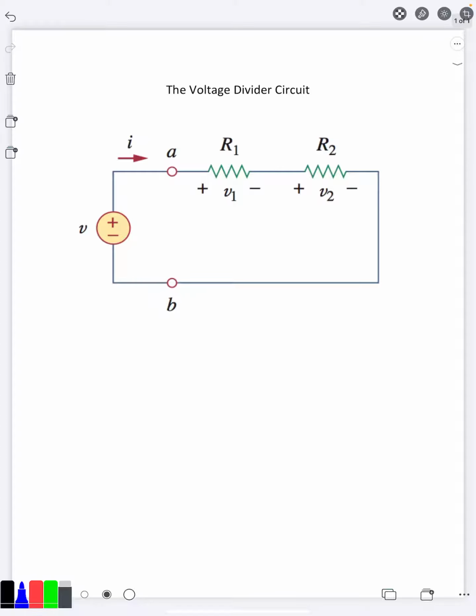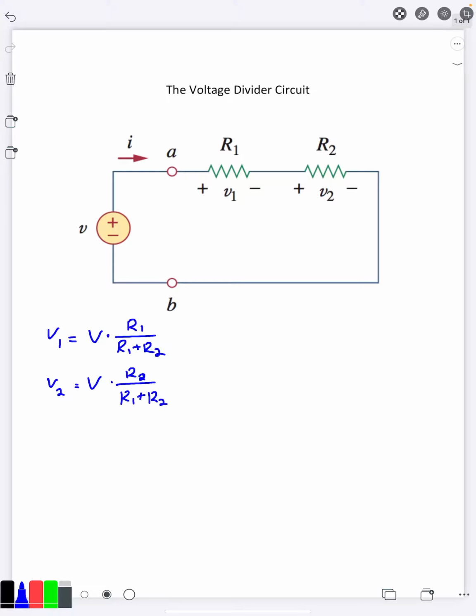And so it follows the formula. The voltage across the first resistor is the total voltage times the resistor you're at divided by the sum of the resistors. And the voltage on the second resistor is the total voltage times the resistor you're at over the sum of the resistors.